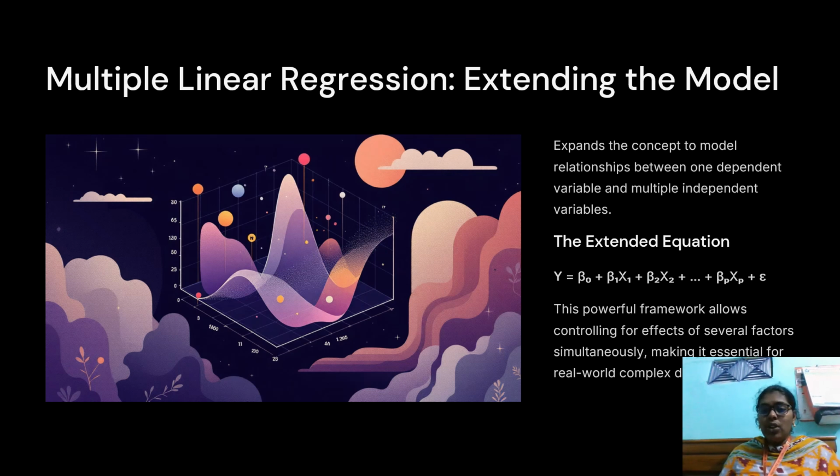This is the extended equation: y equals beta 0 plus beta 1 x1 plus beta 2 x2 and so on, plus beta p xp plus e. This is a powerful framework for controlling the effects of several factors simultaneously, making it essential for complex real-world examples.